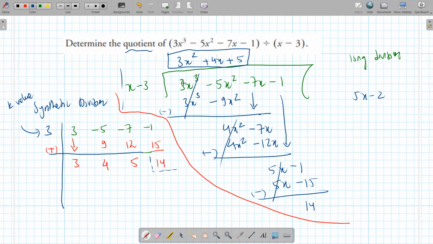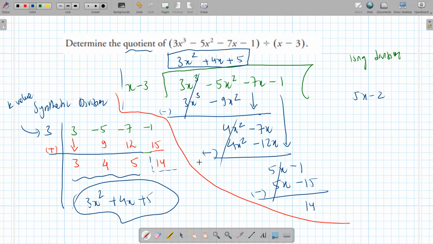And this is our quotient, but the powers here is always 1 below what you started off with. See, we start off with an x cubed. That means this guy is x squared. So our quotient is 3x squared plus 4x plus 5. And there we go. That's the answer. Just like we had up here. Yeah, this one is much faster.